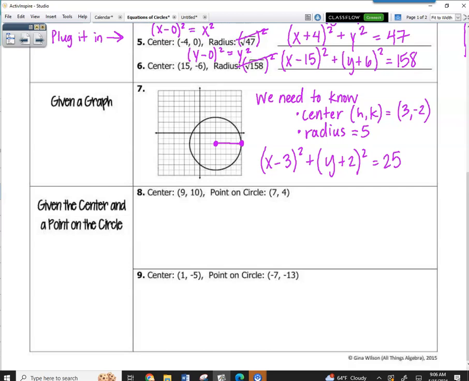Basically, you just go with what they give you. This time, instead of the center and the radius, which is straightforward, they're giving you the center and a point on the circle. So you're given h, k, because that's the center, and a point on the circle is x, y. You've got to find r. You have to plug those in to get r, and then you can write the equation.